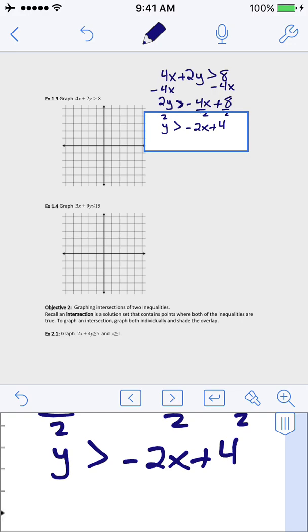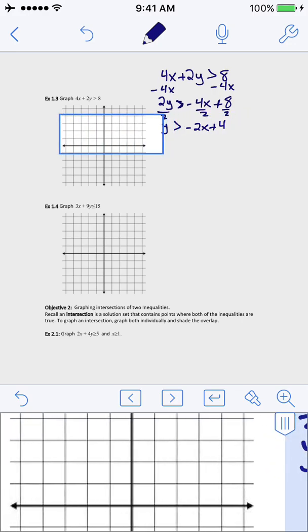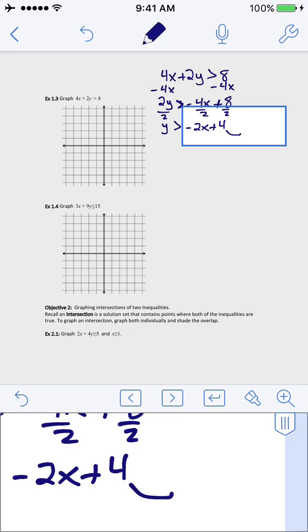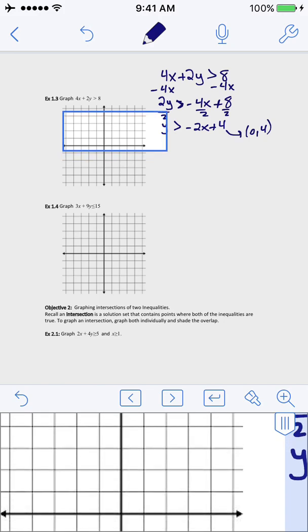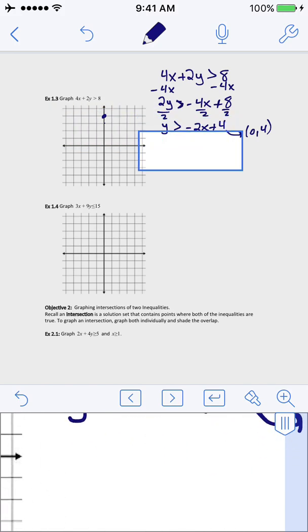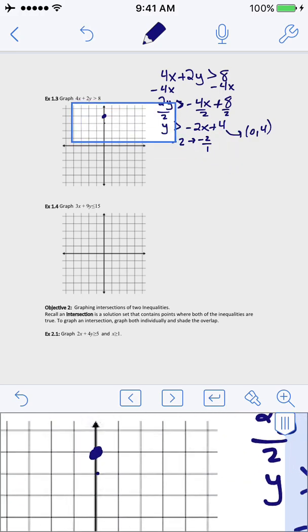Alrighty. Now we'll graph it like it's equal. So start at 0, 4, right? That's what this tells us. 0, 4. So 0 out and 4 up. 1, 2, 3, 4. Yep, there's 0, 4. And then I want to go down 2 over 1. Remember, a slope of negative 2 is negative 2 over 1. So down 2 and over 1.